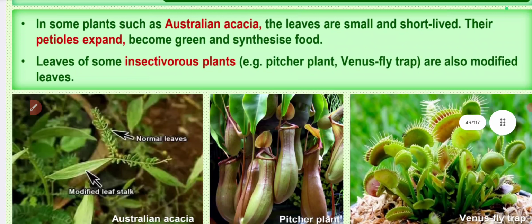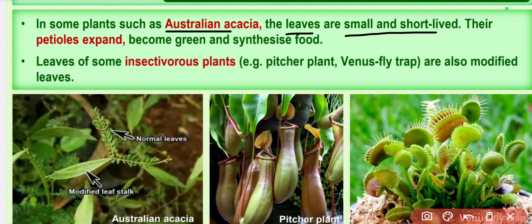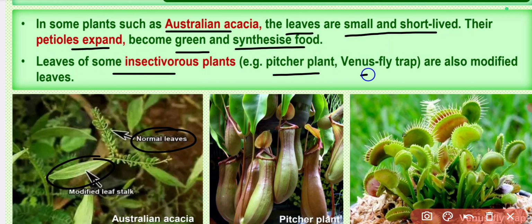Important point: in some plants such as Australian acacia, the leaves are small and short-lived. Their petiole expands, becomes green and synthesizes food. The modified stalk or petiole, as you can see, expands, becomes green and synthesizes food. Leaves of some insectivorous plants, pitcher plant and Venus flytrap, are also modified leaves.